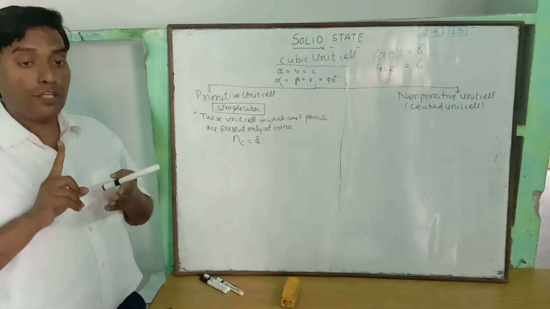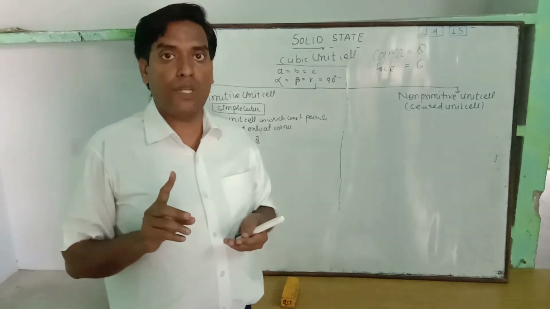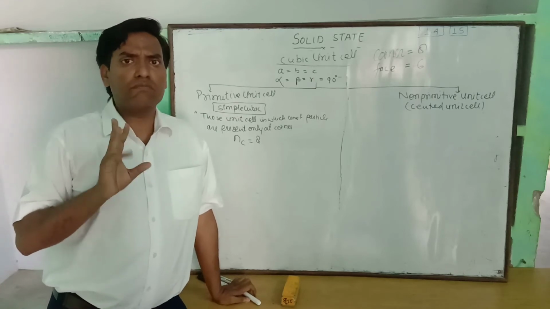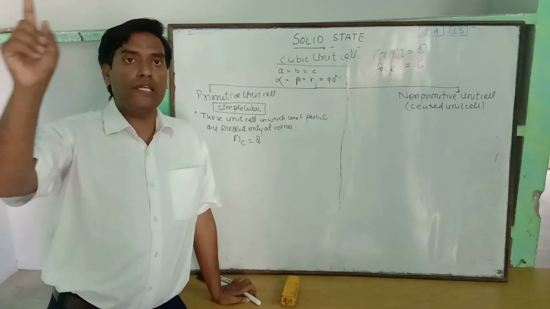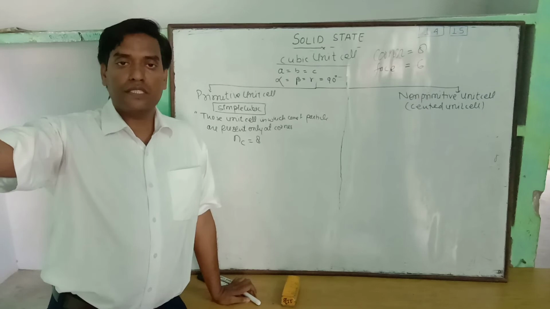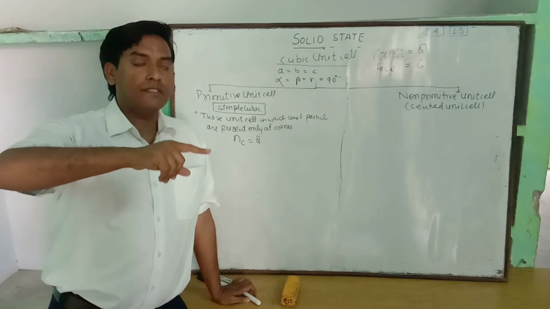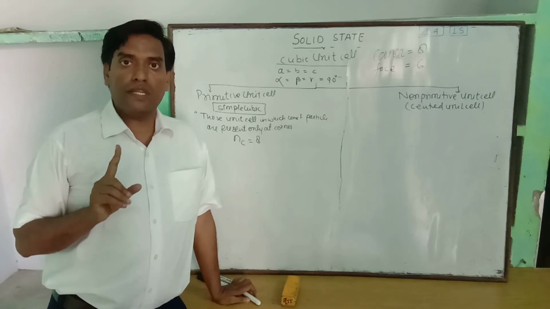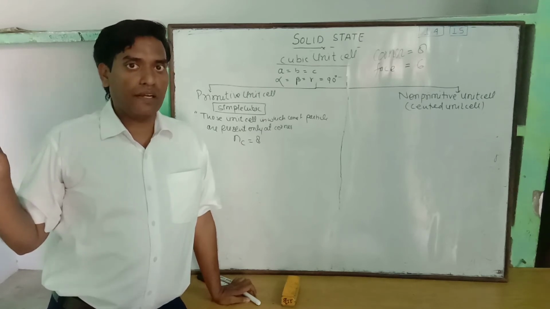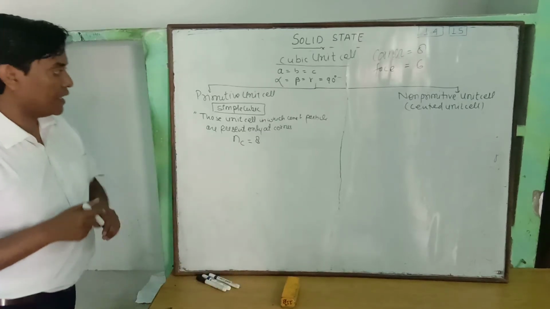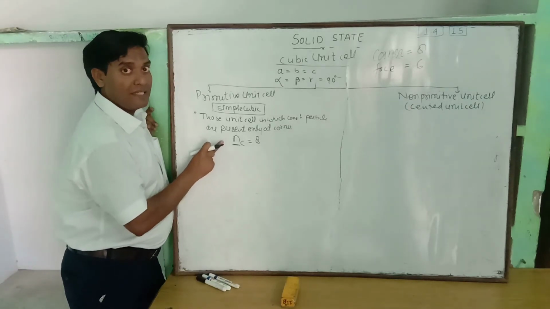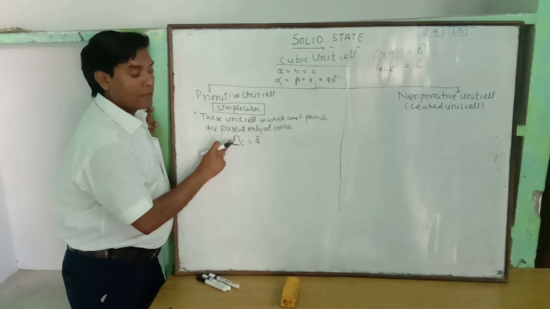It means in a cubic unit cell we can place constituent particles at many places. One, only at corners. Second, corners and faces. Fourth, corners and inside the body. So those unit cells in which constituent particles are present only at corners are known as primitive unit cells. And in this case, NC is equal to 8. What is NC? Number of atoms at corner.